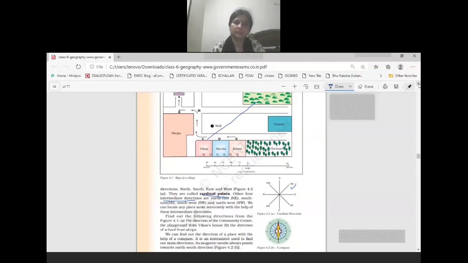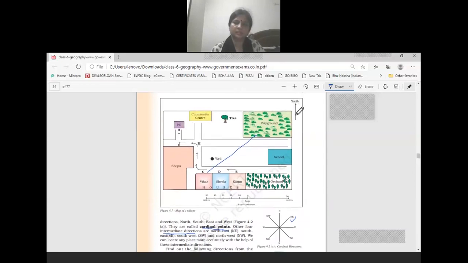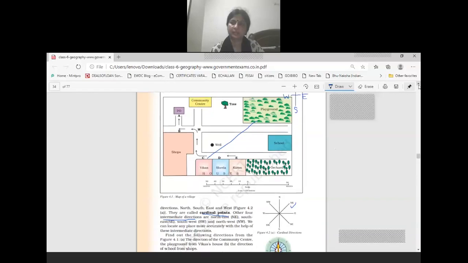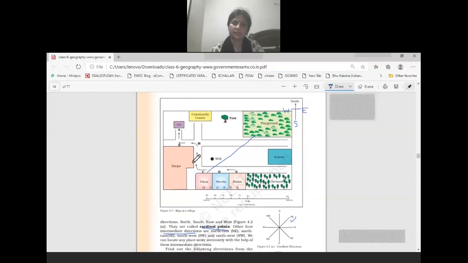So always take help of this arrow. This is north, and you should imagine it is also there written. You don't have to draw this. All these things should be in your mind. Okay. So this is south. This is east, and this is west. Okay. So what is the direction of the school from the shops? The direction of the schools from the shops is east direction. Okay. You can understand it from this. It is in this direction, and this is east. Okay.